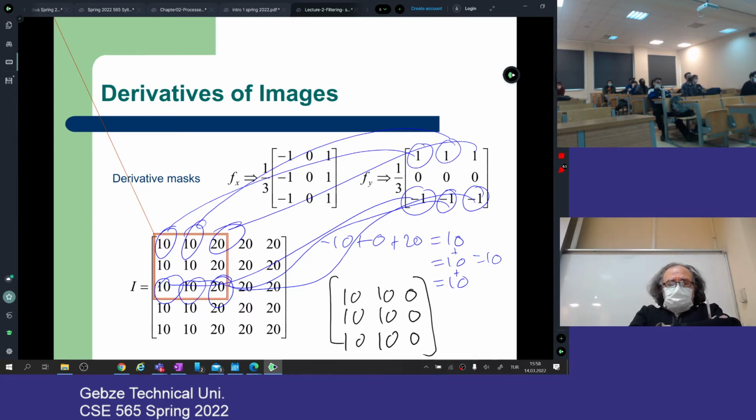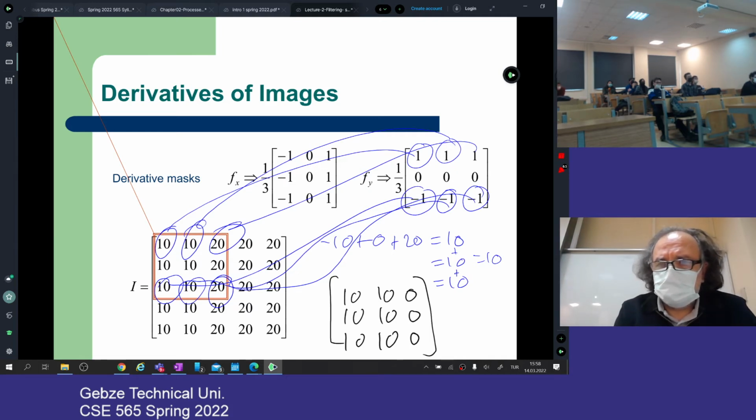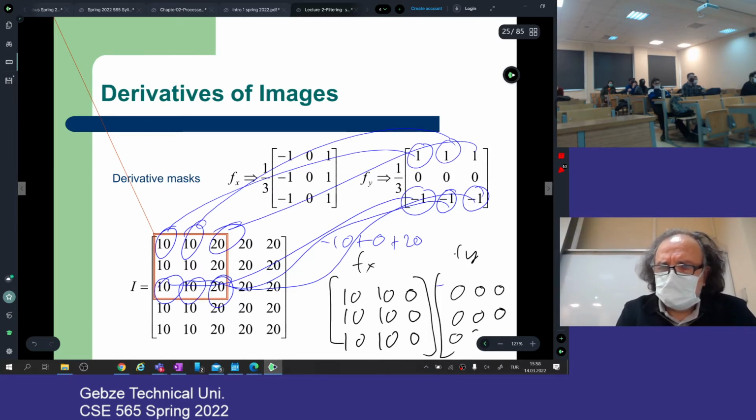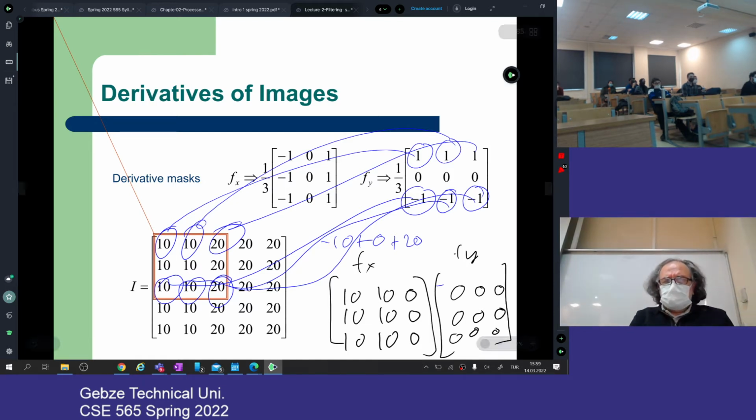Whatever I do, wherever I move my window for this new one, I would get, okay, this is fx and this is fy. Fy would be 0, 0, 0, 0, 0, 0, 0, 0, 0. Is it expected? Why is it happening?